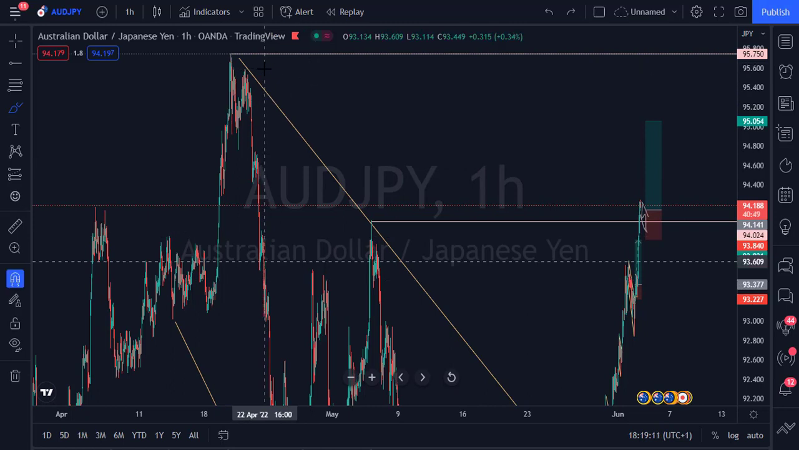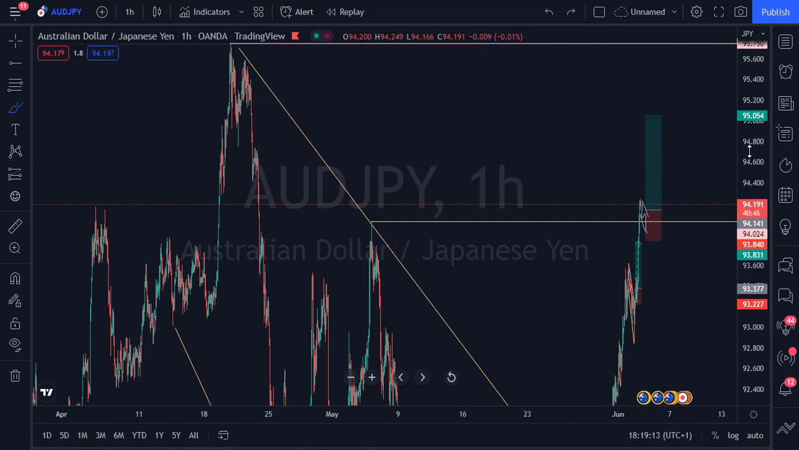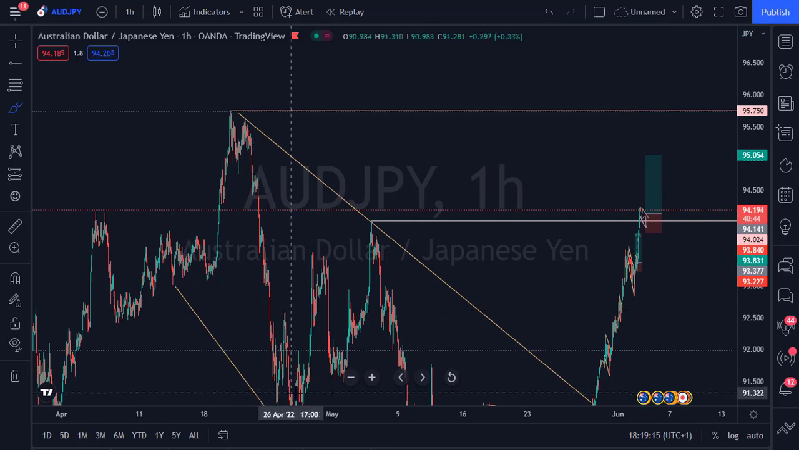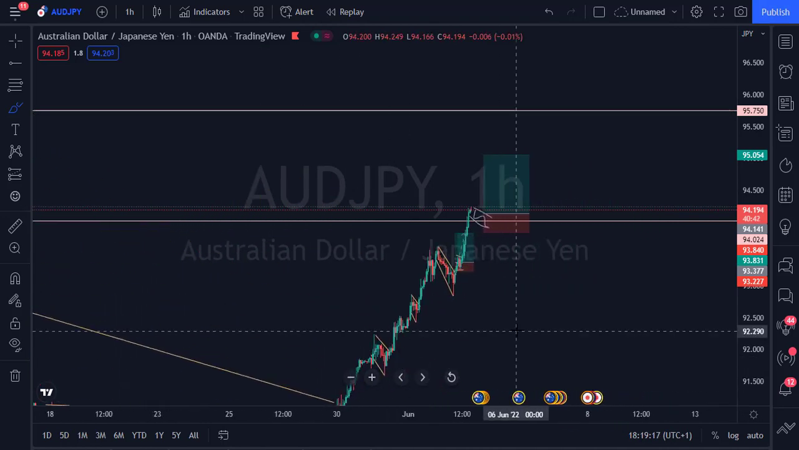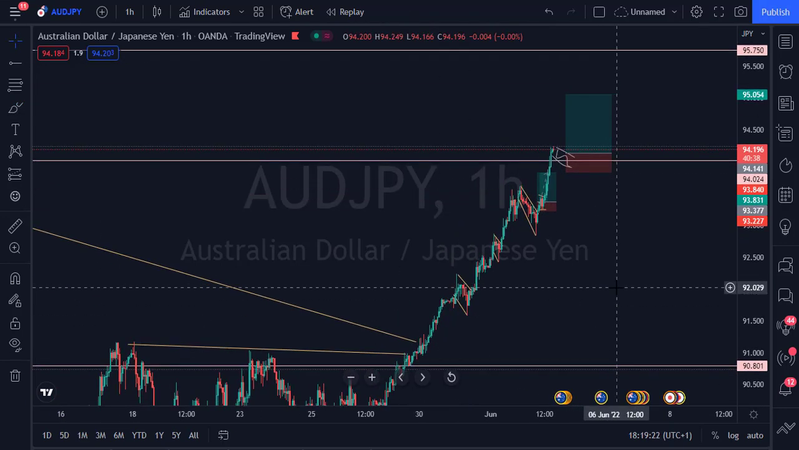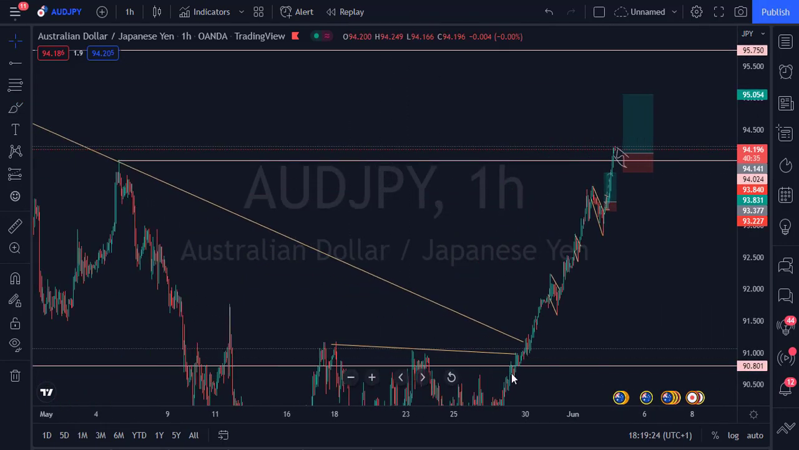All right, so this is the quick update. I'll give you another update by tomorrow as we continue to manage this trade. So all that is required now is trade management. I'm just going to manage this trade and see how many percent I can take out of the market.